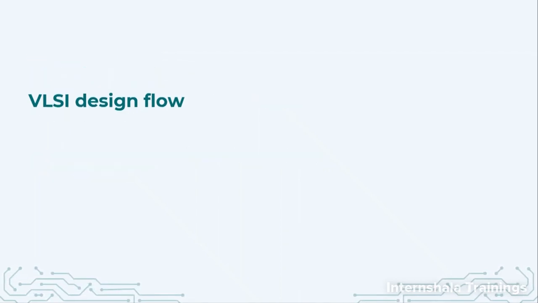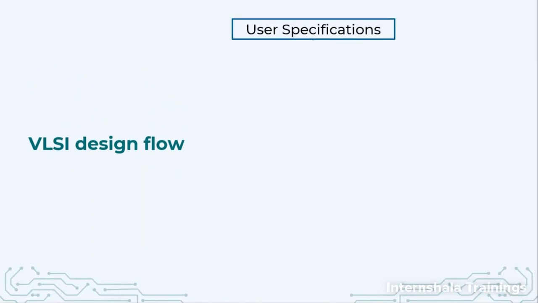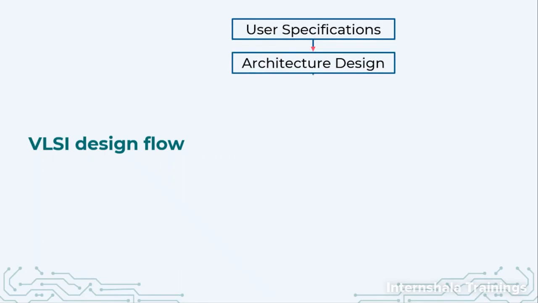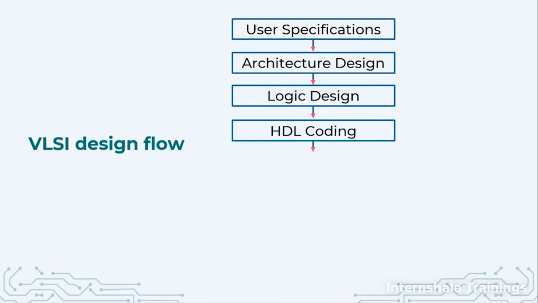If we understand the complete design flow, we will be given the user specifications. That means this is the system you have to design. These are my constraints. I need only this much chip area, or I need only this much power usage by the chip. Once we have that, then we decide what will be the architecture of our design. There are different architectures. We will study them in our training program. We will be having the logic design after that. How do I connect different inputs? How do I process them and generate the output? Once the logic design is done, then we go to the HDL coding.